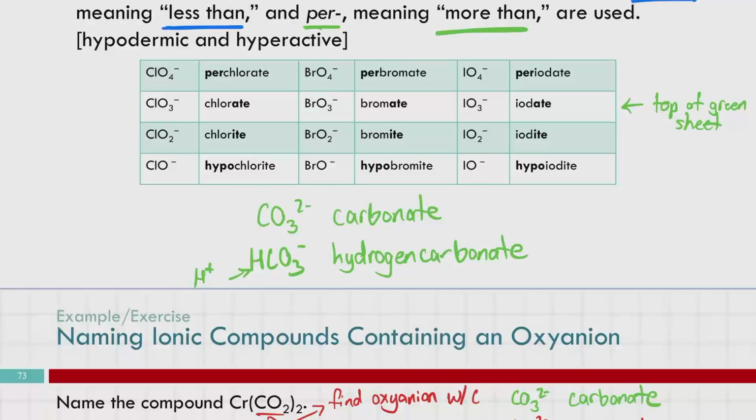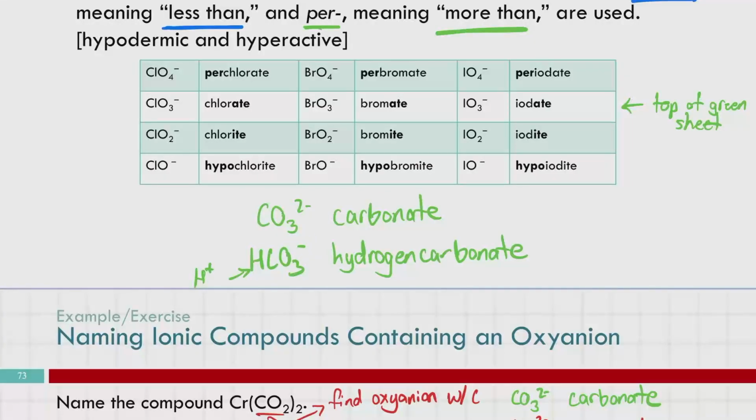We also have in the third box on that green sheet, and some of these show up on the things you have to memorize, if you added hydrogen to the front of some of these oxyanions, to the name we would add hydrogen to the front. So CO3 2- is carbonate. If we add an H in front, now it's hydrogen carbonate. The hydrogen ion has a plus charge. The carbonate has a 2- charge. Overall, that's a 1- charge.